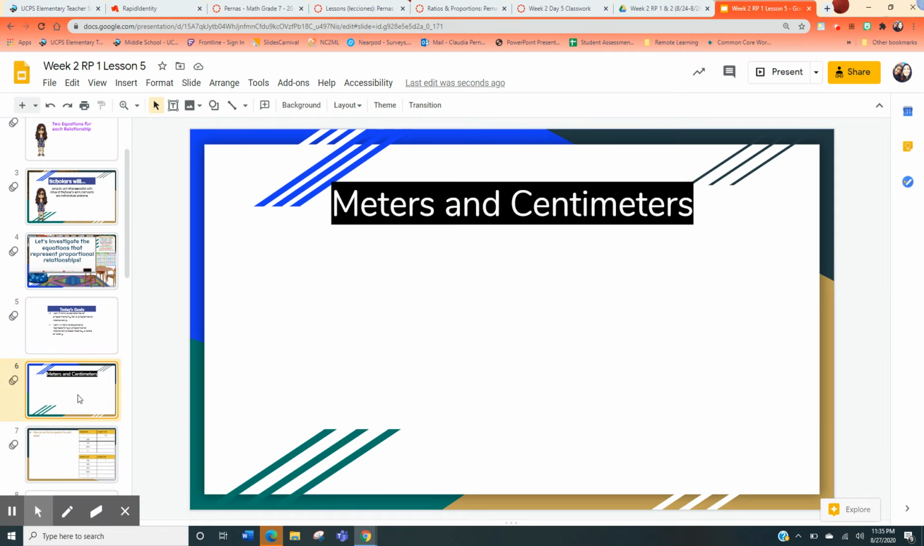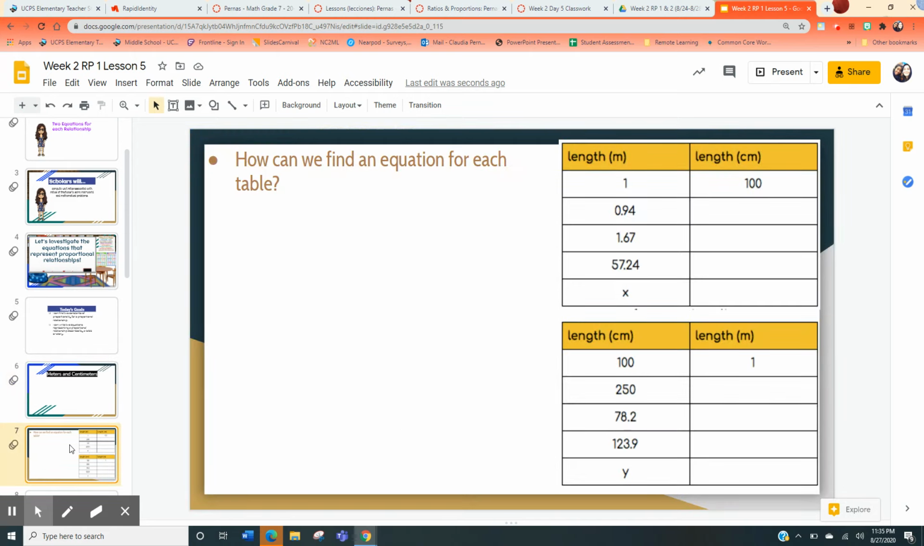Let's start with meters and centimeters. We've already looked at meters and centimeters before, and today we're revisiting it. How can we find an equation for each table? So let's go ahead and look at the first table. This looks like what we've been seeing. We have our 1 on the x side, and then our number over here on the y side.